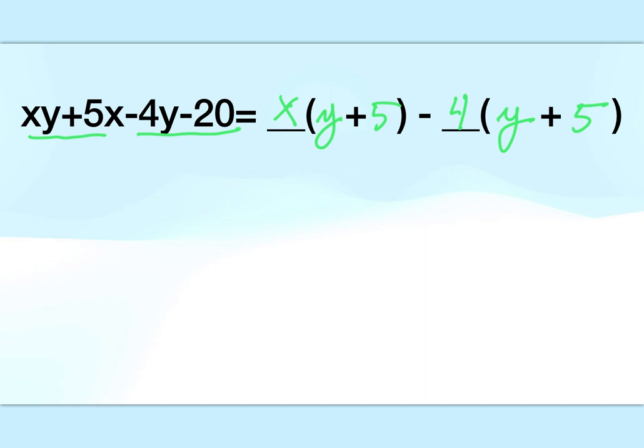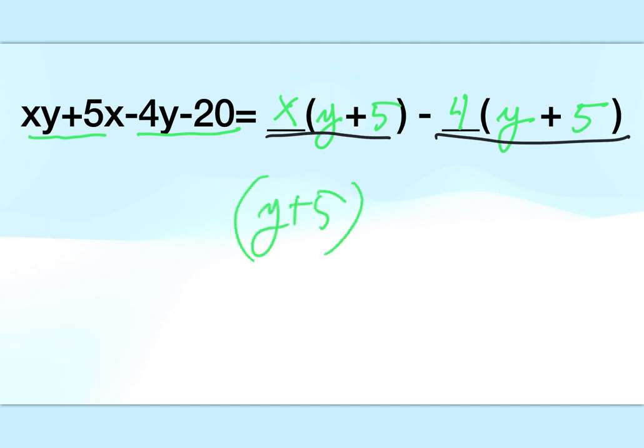And then just like we did, they both have a y plus 5. When I look at this whole thing and this whole thing, they both have a y plus 5. So that y plus 5 is factored out of both, leaving me with x minus 4. So that would be the factored form for that equation.